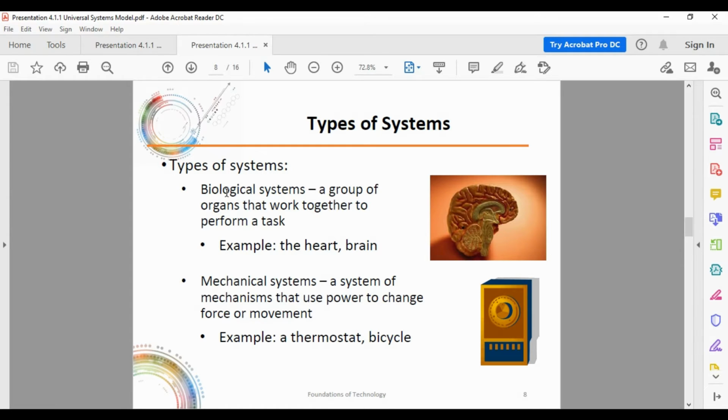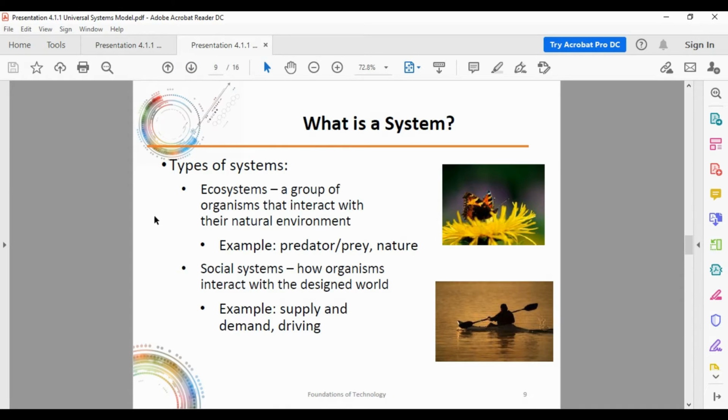Types of systems: you have biological systems, or groups of organs that work together to perform a task, like the heart, the brain, cardiovascular systems, neural systems, just the body in general. You have mechanical systems, a system of mechanisms used to use power to change force or movement. So thermostat, bicycle, cars. A lot of when we think about technology, we're actually thinking of mechanical systems.